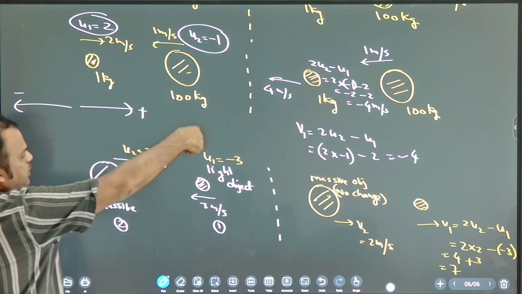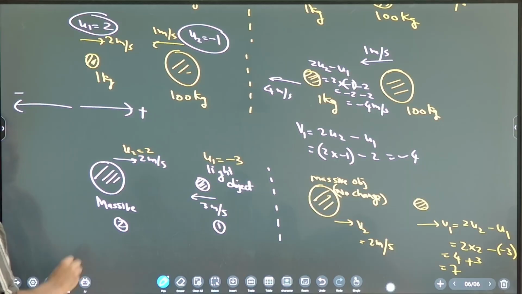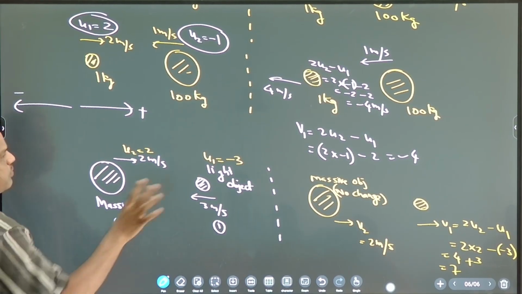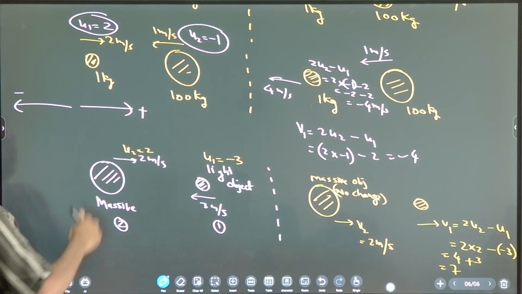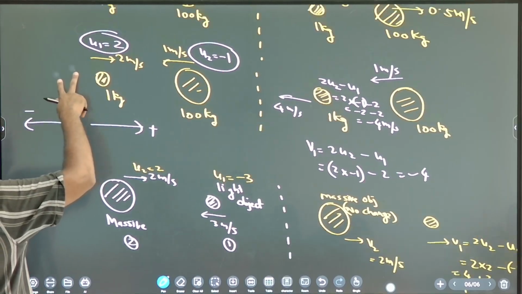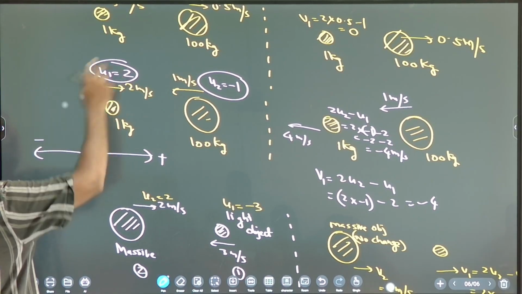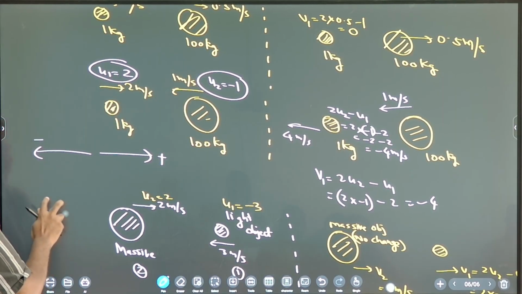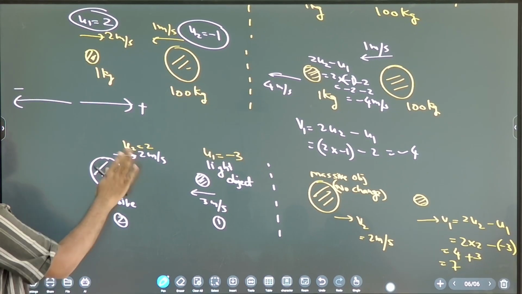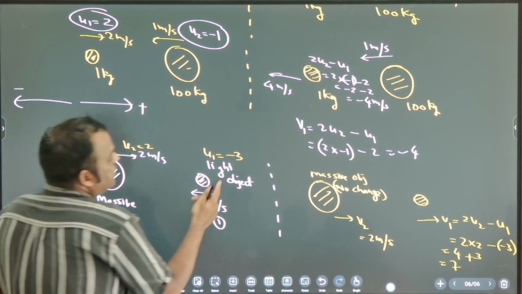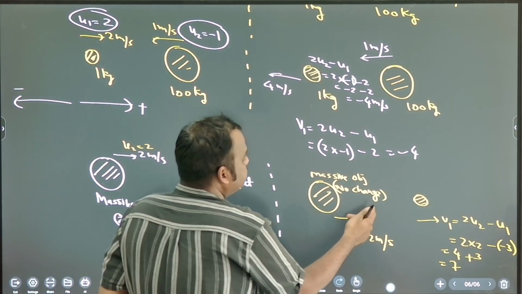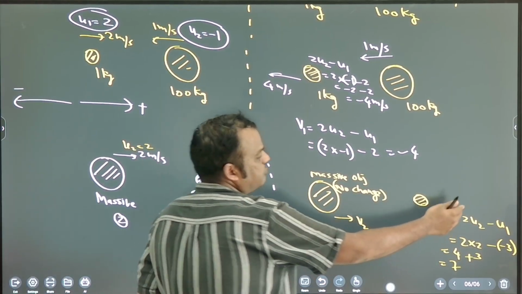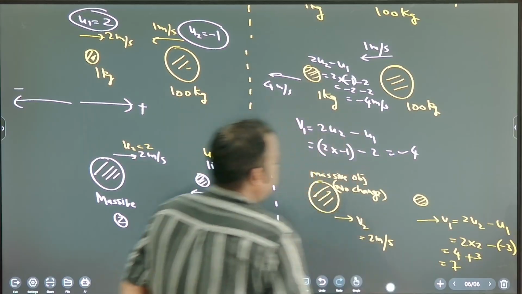Okay. Now next. Like this we will do 4 to 5 topics. Up to 10:30 we will continue. So, a very massive object collides with a light object. The massive object's velocity has no change and the light object's velocity changes. The formula is 2U2 minus U1.